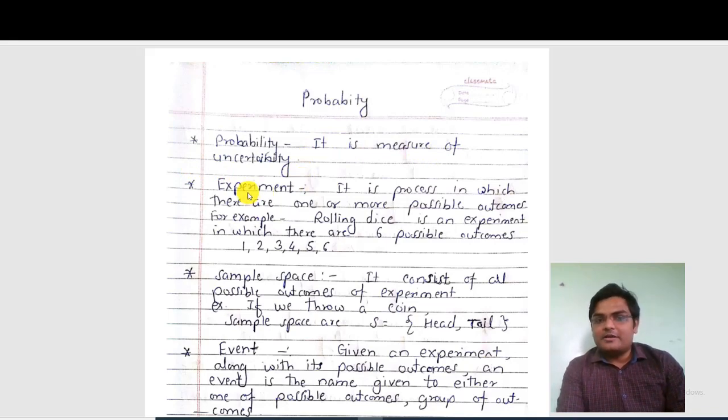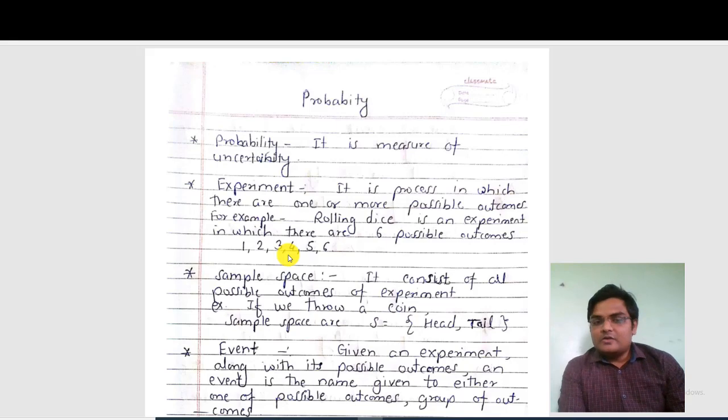So the first concept of probability is experiment. It is a process in which there are one or more possible outcomes. That is called an experiment. Outcomes means the results. There are different results after any process occurs. For example, rolling a dice is an experiment. If we roll a dice, we get 6 possible outcomes, that is 1, 2, 3, 4, 5, 6. That is one example of an experiment.